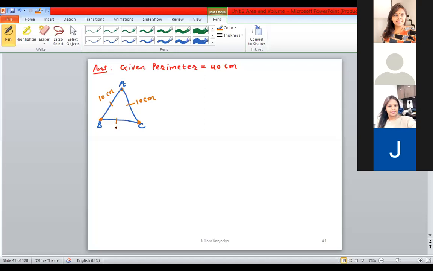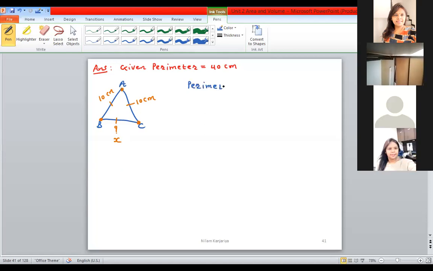And I want to find this. Suppose this is X. So we know the perimeter is given. Perimeter means the sum of all the sides. The first side say A, second side say B, and this is X. So I will take A plus B plus X. I want to find this remaining side.